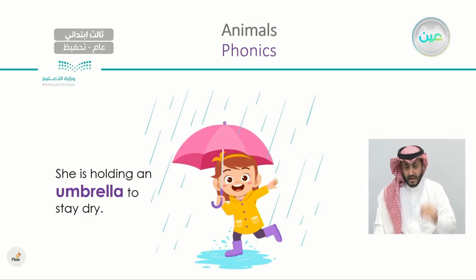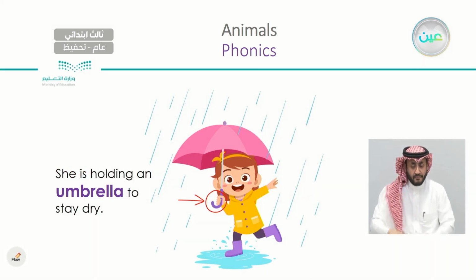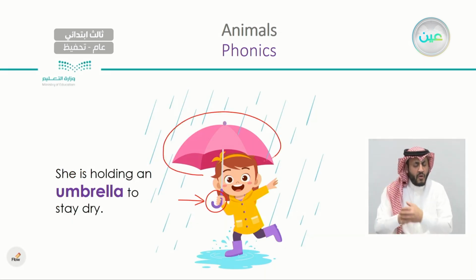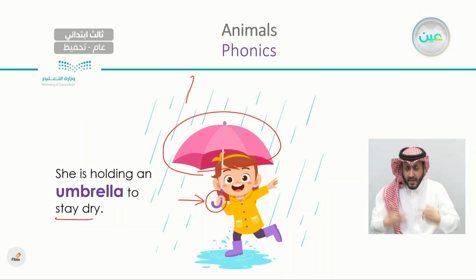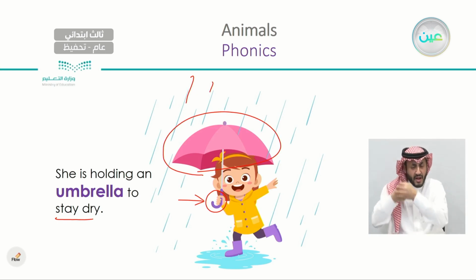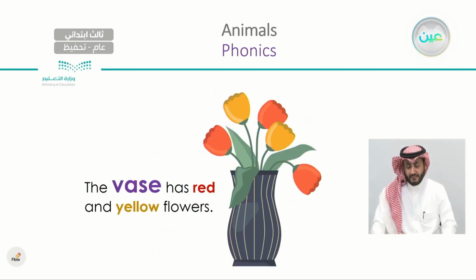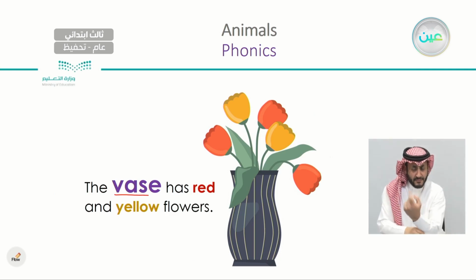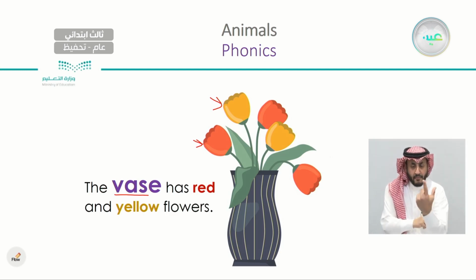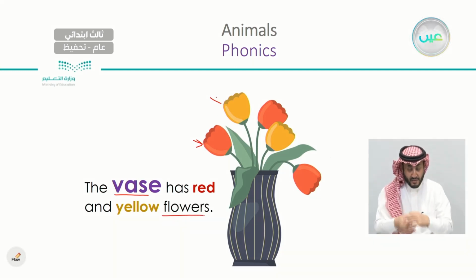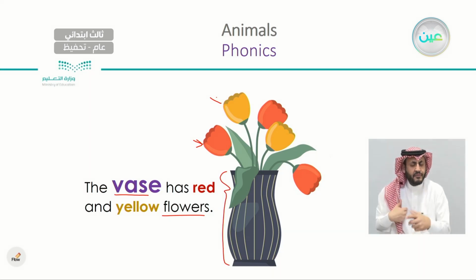She is holding an umbrella. Why? To stay dry. You see, it's raining, right? So she's holding an umbrella to stay dry. It says here, the vase. What is a vase? It has red, yellow, right? Oh, red and yellow flowers. This is a vase.